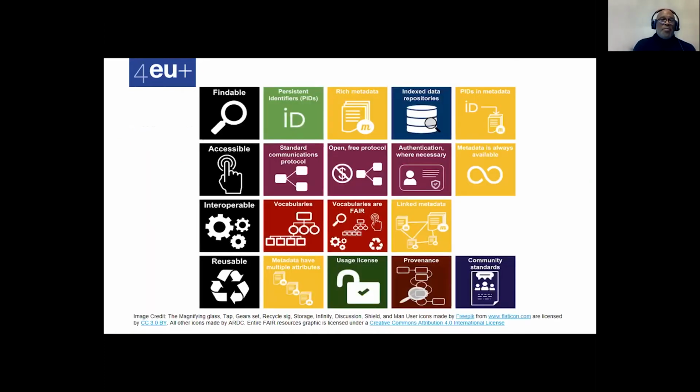Here's a little graph that gives you a graphical representation of the FAIR principles as they relate to FAIR: findable, accessible, interoperable, and reusable. As you can see here in the F, findable would mean that you have to have a persistent ID.